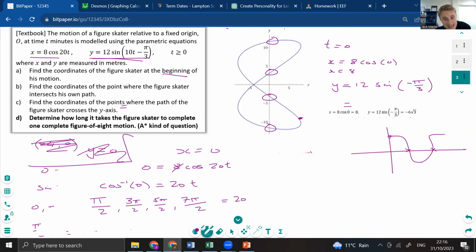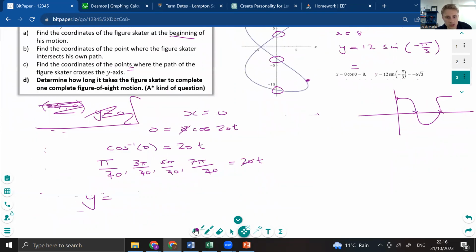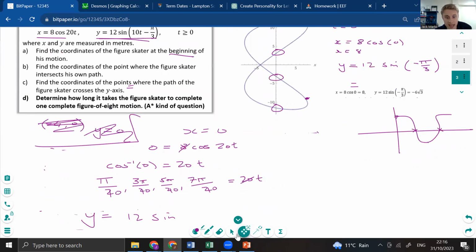So equals 20t. Now I divide by 20 on both sides. Those are my t values. And what am I going to do with my t values? You've guessed it. I'm going to put them in the other equation, which is the y equation. Let's get rid of these old bits here. These are each going to go into the y equation. So y equals 12 sine 10.